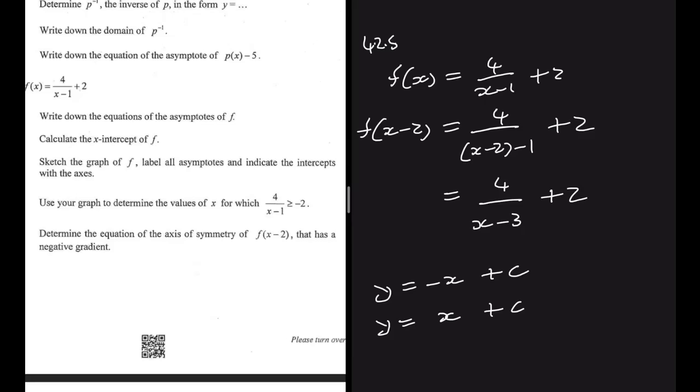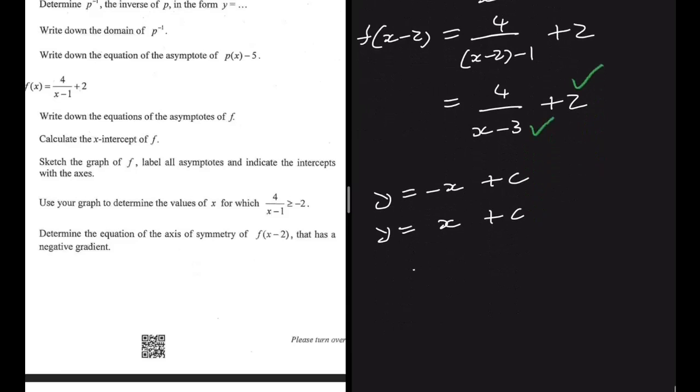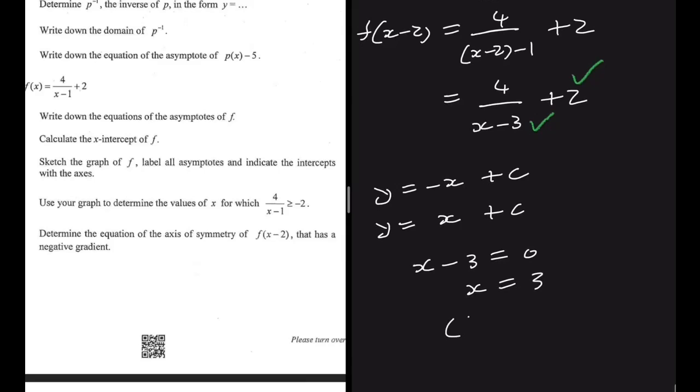We know that 2 will be our horizontal asymptote. Now we just need to find our vertical asymptote by saying that x minus 3 is equal to 0. Now you're going to see that x equals 3 is our vertical asymptote. So they're going to touch when x is equal to 3 and y is equal to 2.